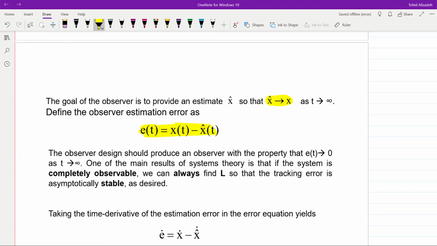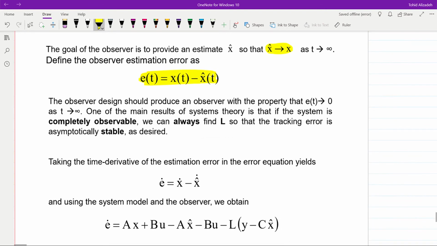And now we will see how to design L, how to find L in order to have that error going towards 0 as time goes towards infinity. This will be the case if our system is completely observable. So this is an important point to keep in mind. We need to have our system completely observable, and if that is the case, we can always find L such that the tracking error for the state estimation is asymptotically stable as desired.